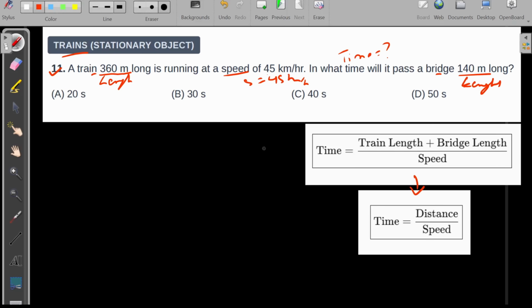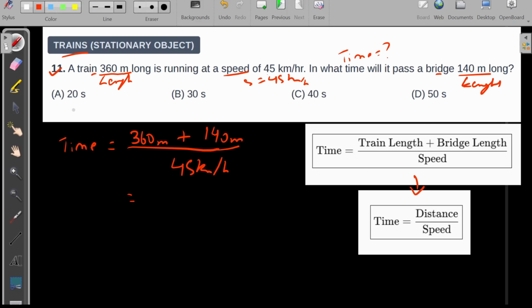So that will be the length of the train plus the bridge. Let me write here: time equals the train length, which is already given as 360 meters, plus the length of the bridge, which is 140 meters, over the speed, which is given as 45 kilometers an hour. But before we divide or add these values, you must convert the units.